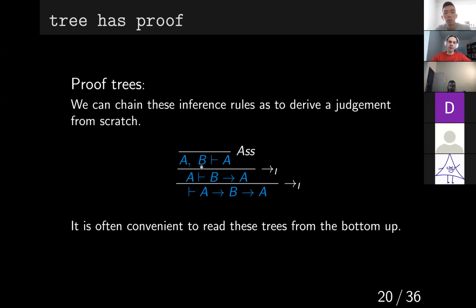And the key property about this tree is that the leaves of the tree do not have any judgments in them. So this is a derivation of this judgment from absolute scratch. And we say that a proof of a statement is a derivation tree that derives the judgment from scratch. So that is what we mean by a proof of a statement. We conflate proofs with these proof trees. Any questions?